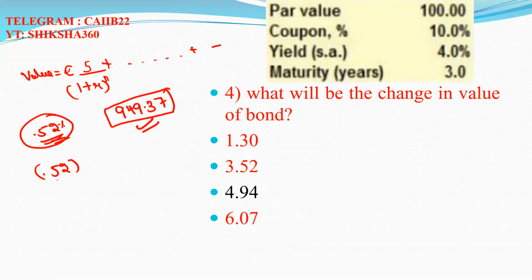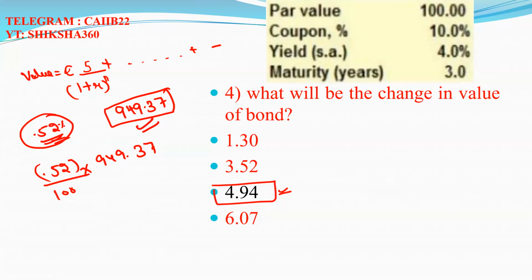Basically 0.52% of 949.37, so 949.37 into 0.52, which comes out to 4.94. This is the change in the value. It will change only 0.52%, and we have to calculate according to that, how much it will change.